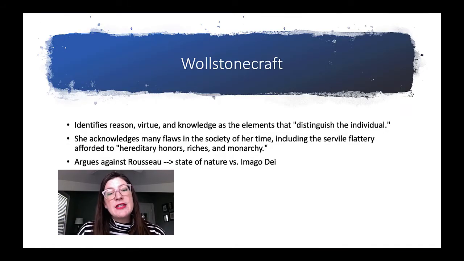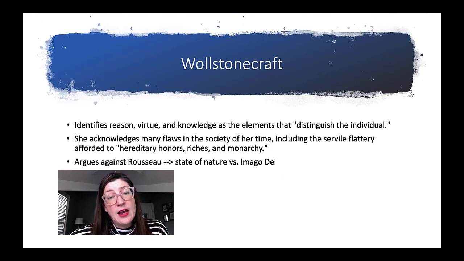But here, Wollstonecraft is identifying reason, virtue, and knowledge as the elements that make an individual distinguished or virtuous. So if men want virtuous wives, then they should give women access to reason, virtue, and knowledge. And she does critique the triumvirate problems of her time: heredity, like, oh yes, you come from a good family, a good name, riches, and monarchy. So these are inequalities that she sees as creating conditions wherein even men must act foolishly.